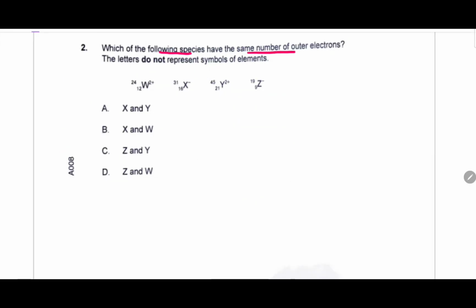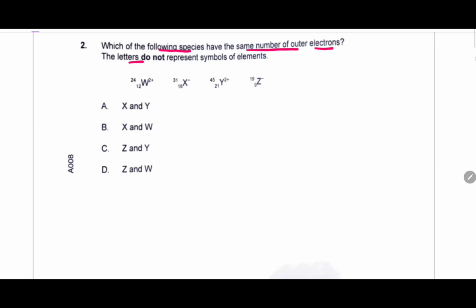Okay. The next question is question 2, and in this question it is asking, which of the following species have the same number of outer electrons? Letters do not represent the symbol of elements. Okay. Z, 9 electrons are there, 1 added, it means 10 electrons. Configuration is 1s2, 2s2, 2p6. Okay. Y, now 2 electrons are removed, it means 19 electrons.